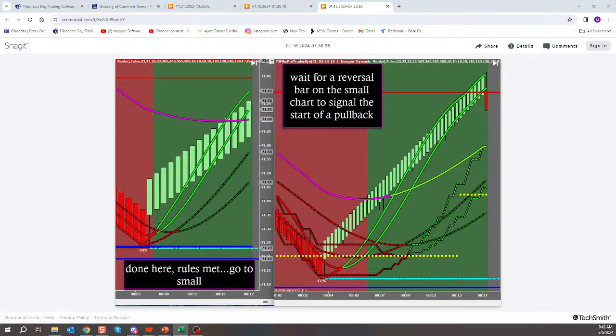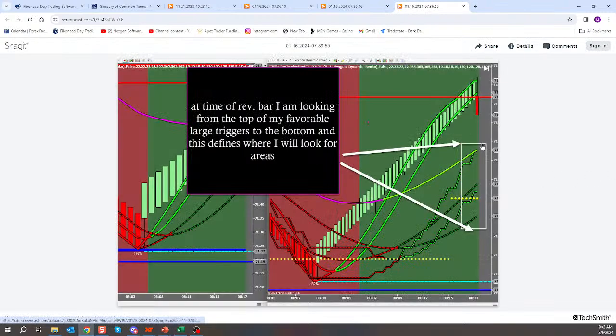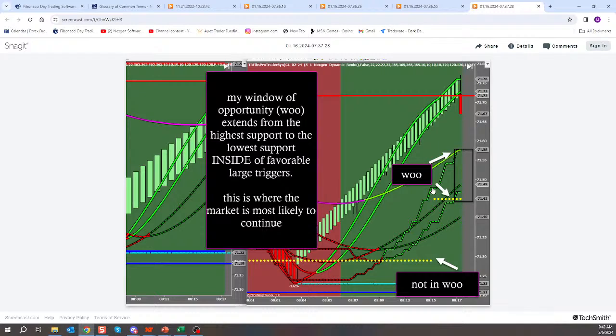So once you see a reversal bar, let's look for those trigger lines. Let's look for the large and the synthetic. Doesn't matter which is on top of which, but the tighter they are, one over the other, the smaller your window is going to become, because your areas have to be inside of those triggers. So once I define where the trigger lines are, I'm going to look for my areas. Areas can be Fibonacci support, yellow 1-to-1s. It can be a mid-band. But the key is they have to be inside of favorable large triggers.